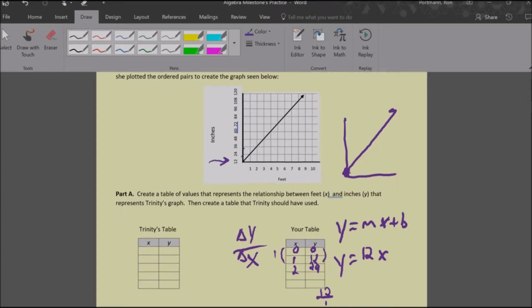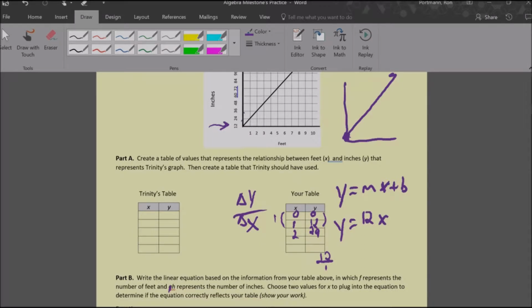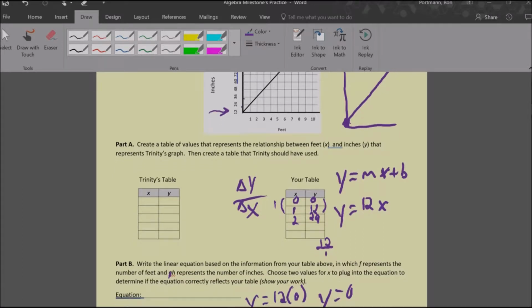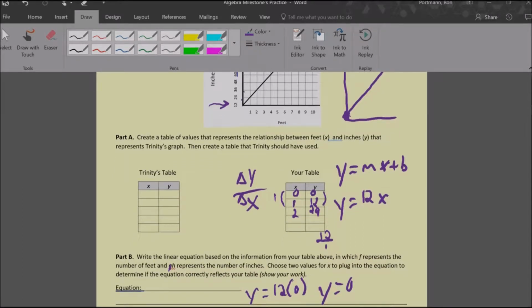Now the next part of this says choose two values for x to plug into the equation to determine if the equation correctly reflects your table. So I'm going to pick the first one. We have 0, 0. When x is 0, what should y be? So I'm going to say, what is y when x is 0? What is 12 times 0? 0. It works for that one. And then if I use the next point, which is 1, I say what is y when x is 1? That would be 12 times 1, which is 12. Guys, don't pick and choose what you want to do.